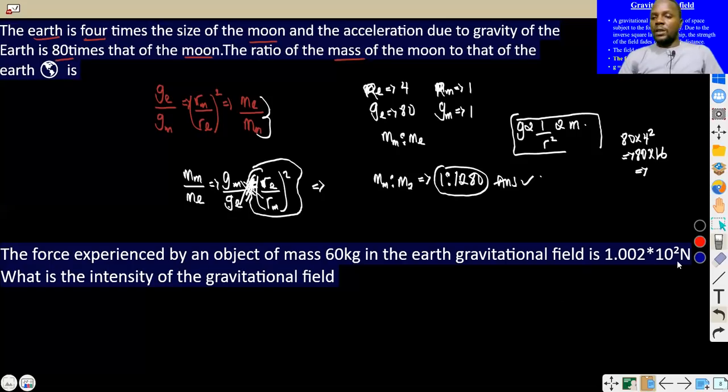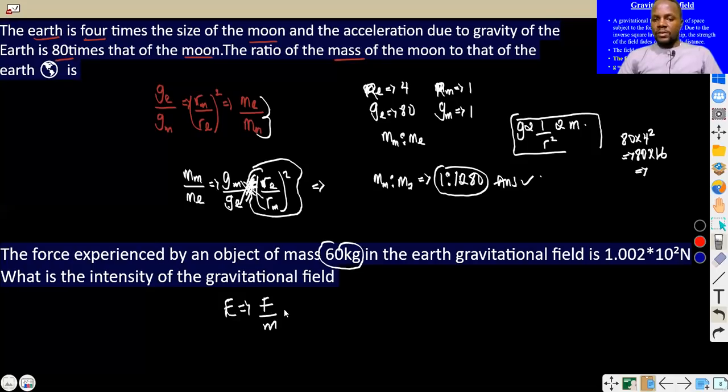The last but not the least, I've actually spent more time. We have talked about this. Force experienced by an object of mass 60 kilogram in the Earth's gravitational field is this. What is the intensity? We have talked that the intensity is equal to force per unit mass.